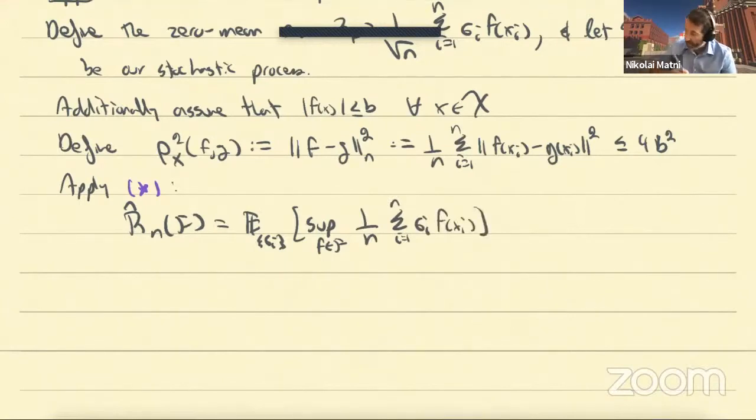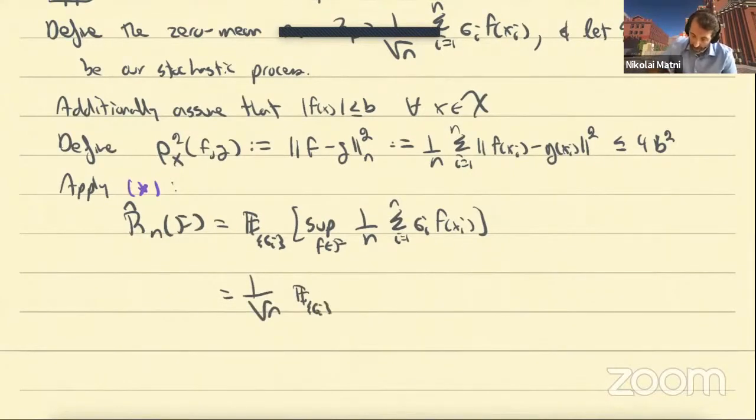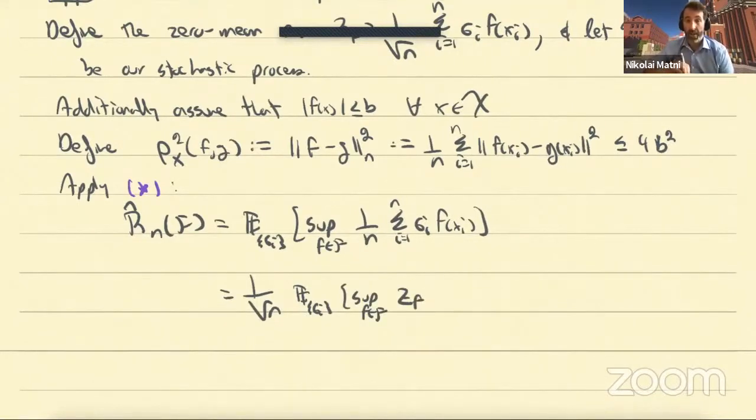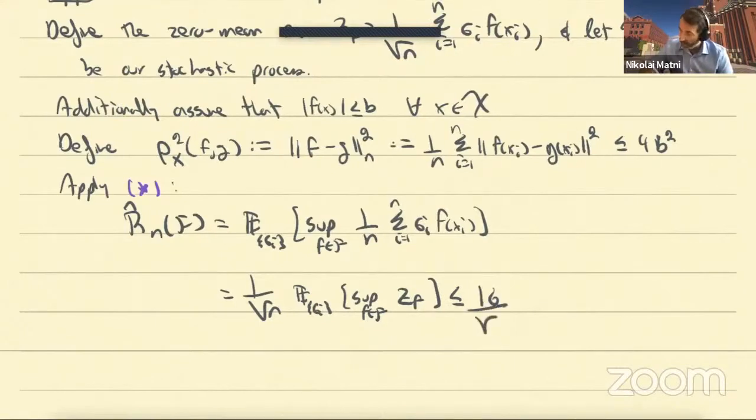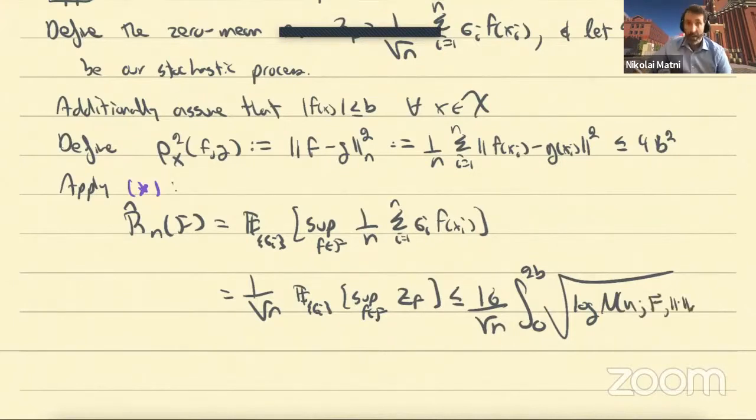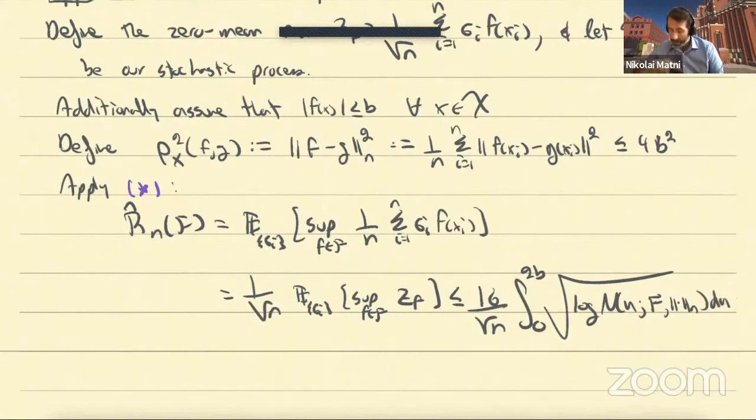Right? But this is equal to exactly 1 over square root n, the expected value over sigma of the supremum over f in F of my Z_f. Right? That's how I defined my Z_f. So I can apply Dudley's entropy integral to conclude that this is less than or equal to 16 over square root n, the integral from 0 to 2b of the square root of log of the covering number of this function class F under the empirical metric d_u.